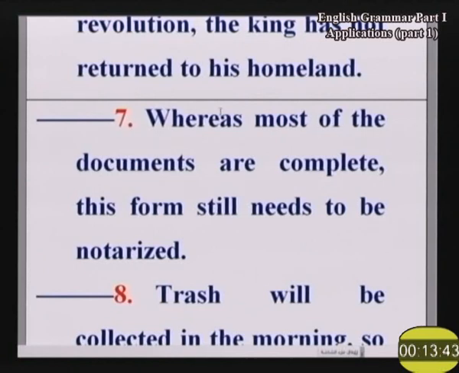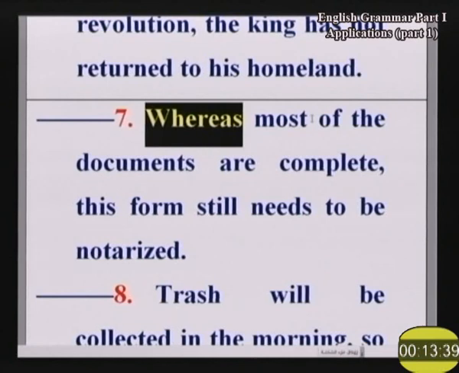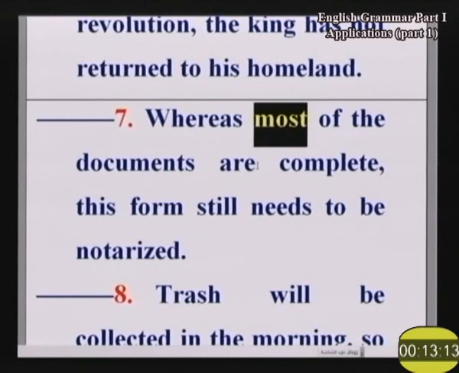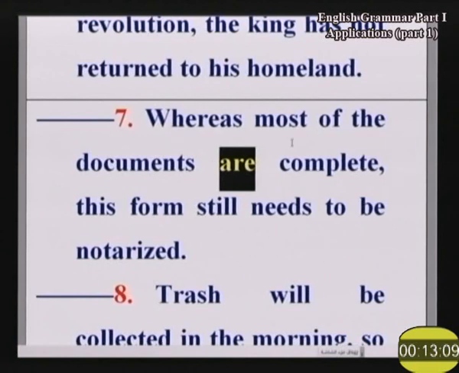Whereas is a connector. And because the connector with the clause comes at the beginning of the sentence, I have a comma. Most of the documents: most, by the way, is the subject. Of the documents is a prepositional phrase. The key word here is most. Most of the documents are complete. Most is the subject, and you'll learn later that most can be a subject. Are is the verb for most, because what comes after most is plural. Now this form is the subject, needs to be notarized. Needs is the verb and form is the subject.